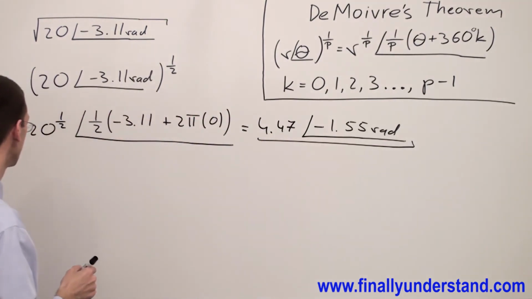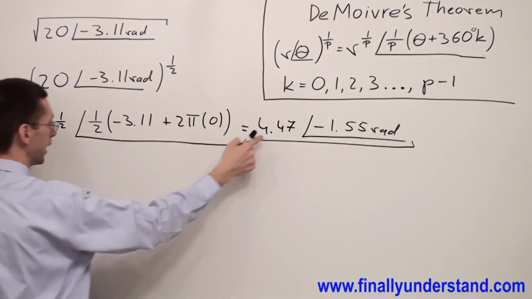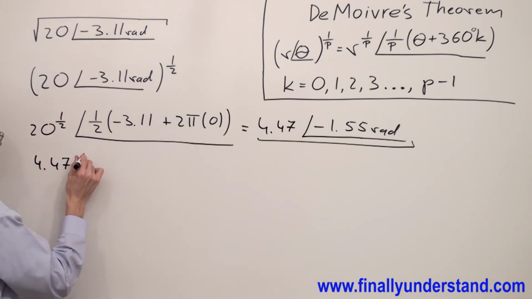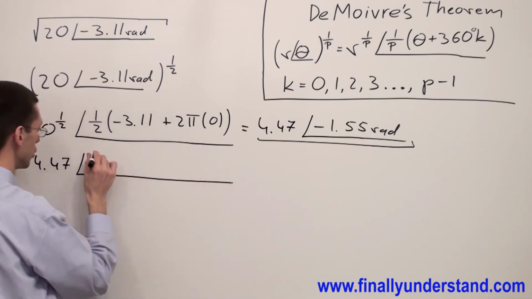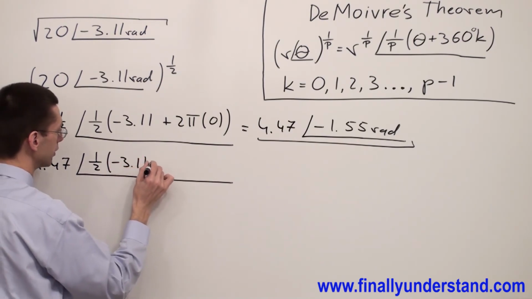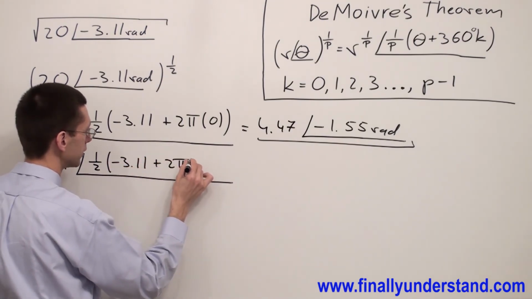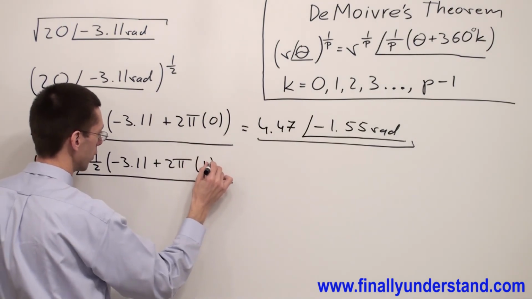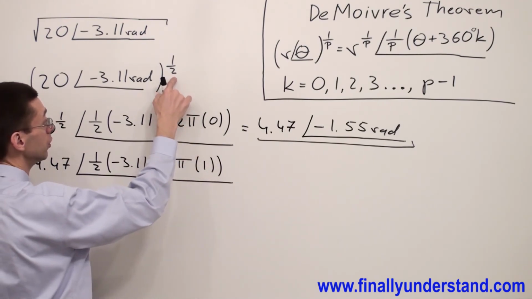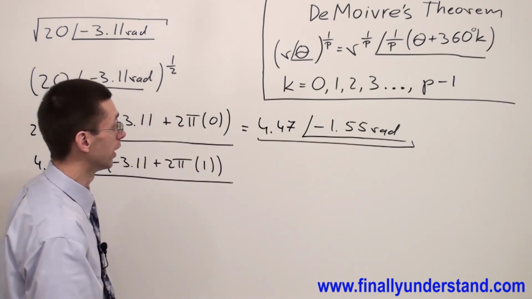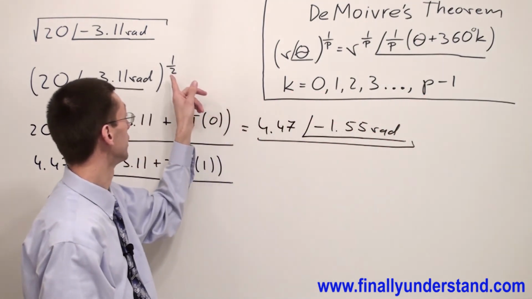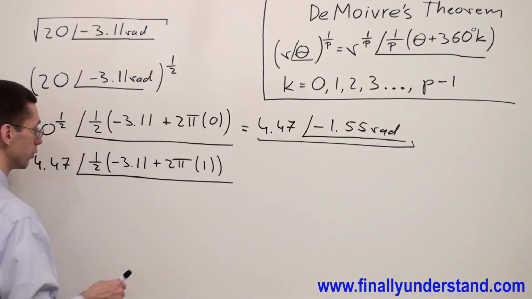If you want to find the second one, you're supposed to copy down the magnitude. We have 4.47 and I have angle 1/2 and I have negative 3.11 plus 2 pi, but instead of 0 I'm supposed to use 1 this time. And this is the highest value which I can use, because p minus 1, 2 minus 1, gives me 1.